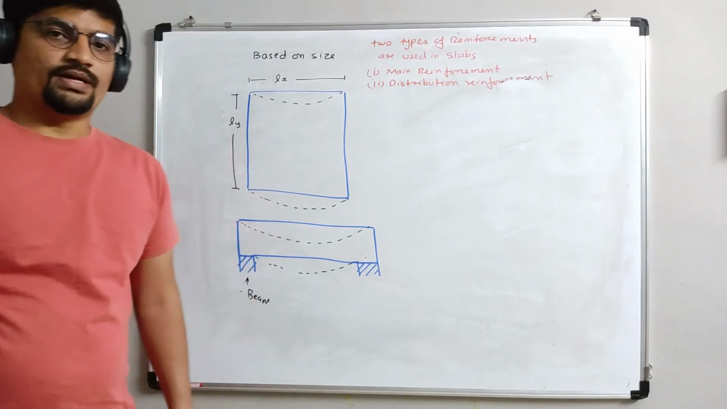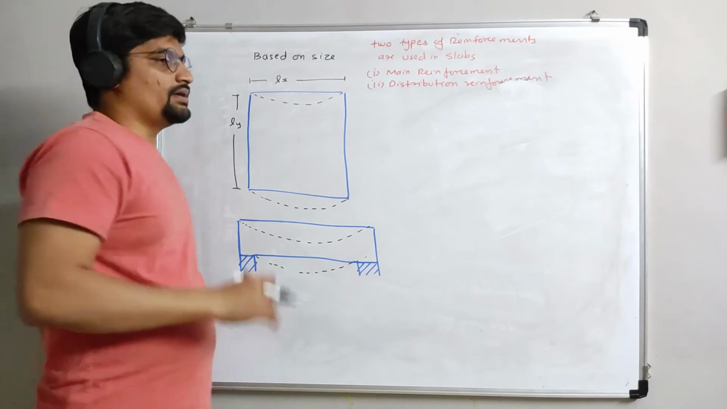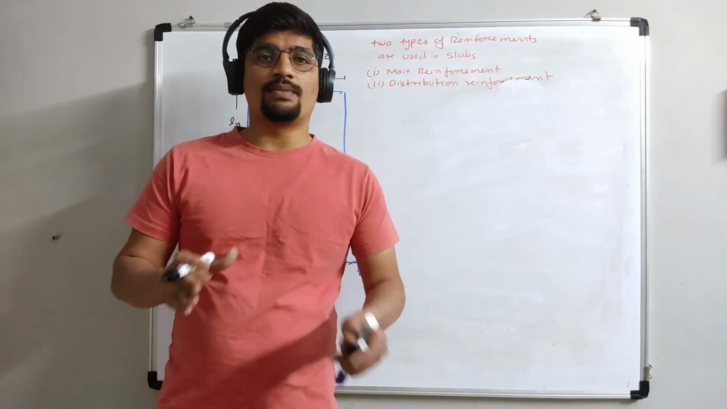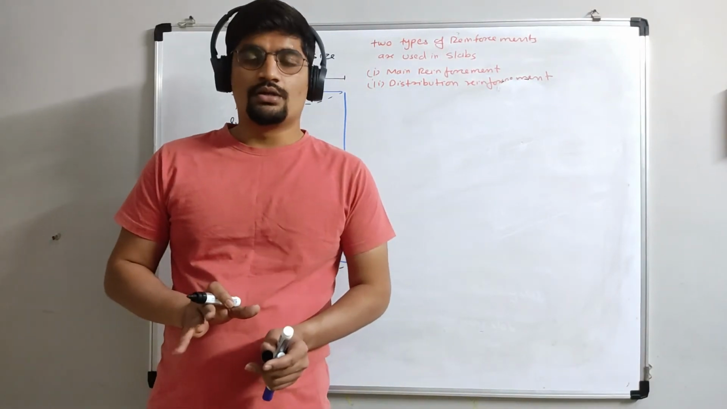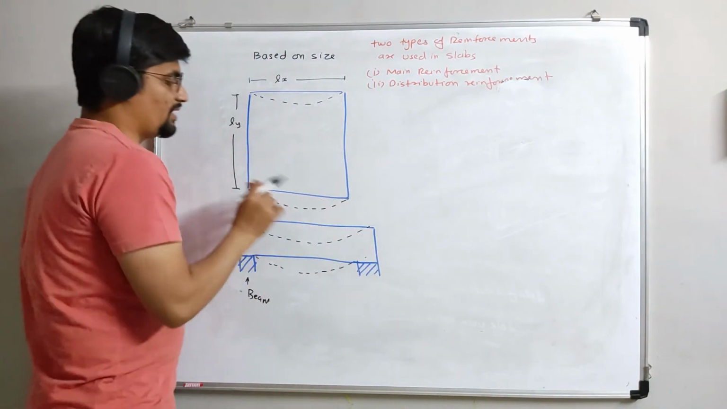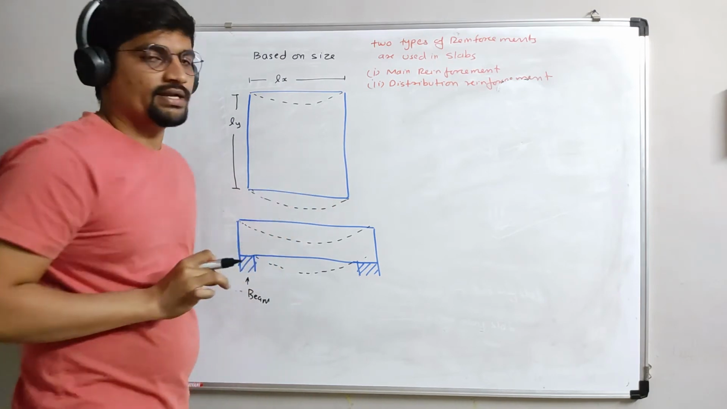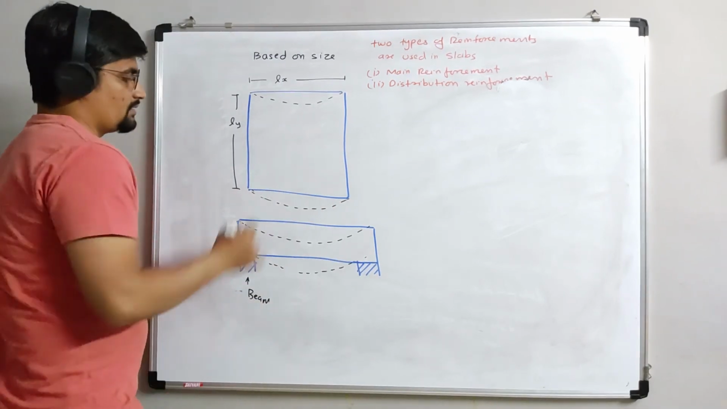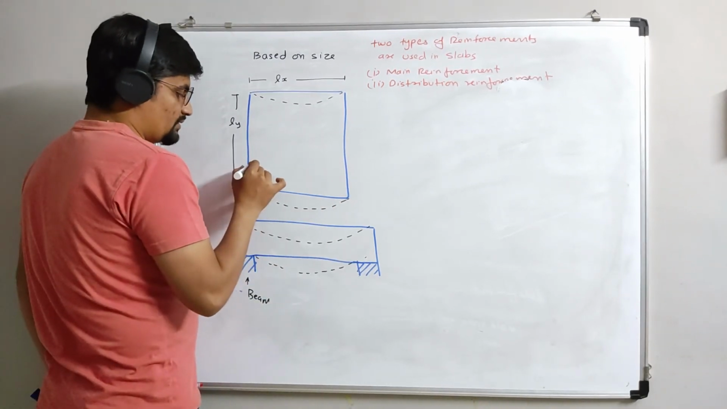So the main reinforcement is used to resist the bending moment. The bending moment will be in this direction, the shorter direction. So the main reinforcement will be used in the shorter direction. Okay, so the main reinforcement will be used like this.